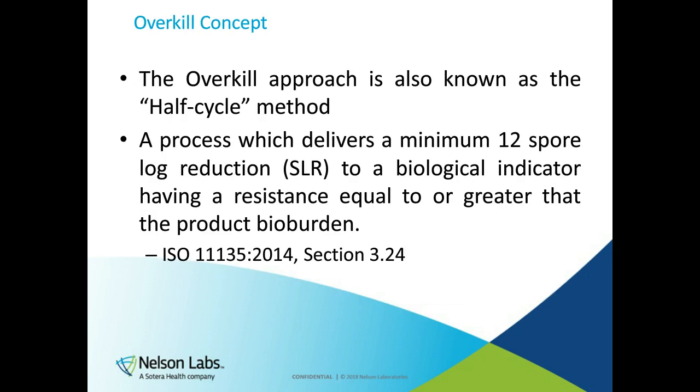We talk a lot about the overkill concept, but the overkill approach, as it's identified in Annex B of the standard, is also known as the half-cycle method. This is a process which delivers a minimum of 12 spore log reduction to the biological indicator in the full validation or full cycle of the sterilization process. The half cycle is where we actually have achieved full kill of the BI.